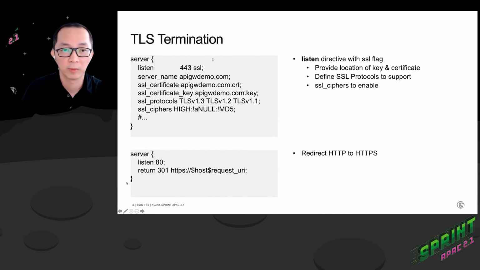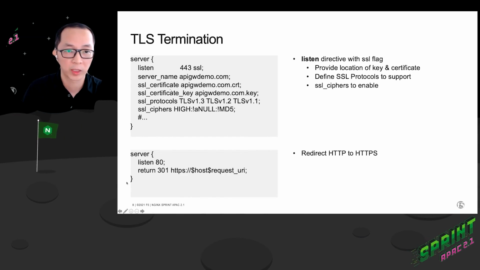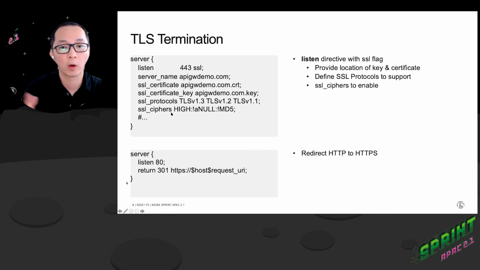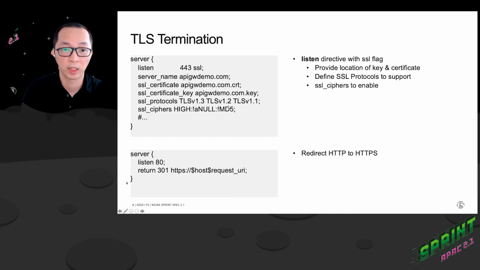To configure the SSL terminations, we use a directive called listen directive 443, which is the standard port, with the flag ssl. Now we need to specify where the certificate and the key are. Optionally, we can choose to define the SSL protocol and cipher suite. This is a very simple way to configure NGINX to do the SSL or TLS terminations.